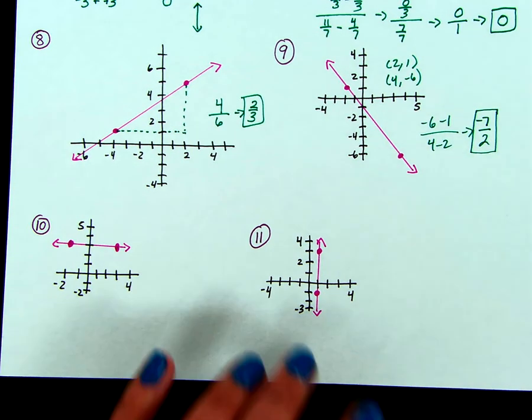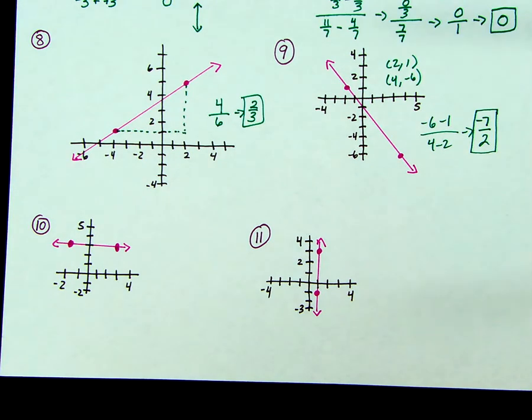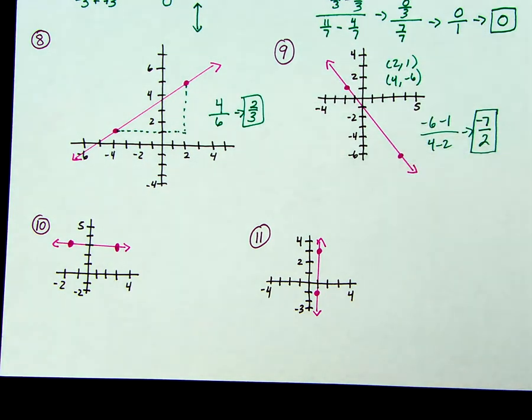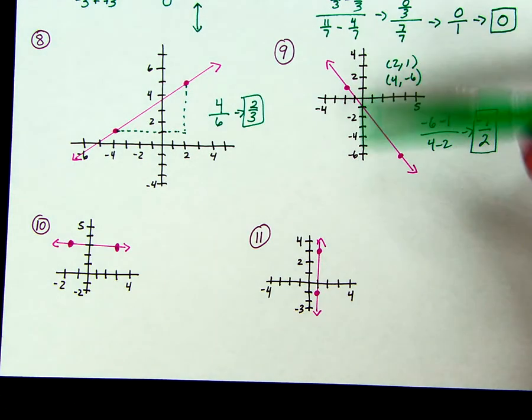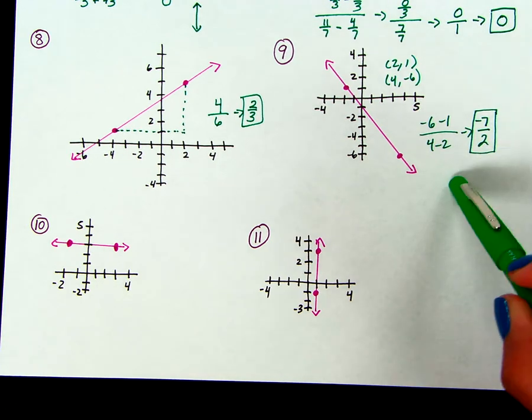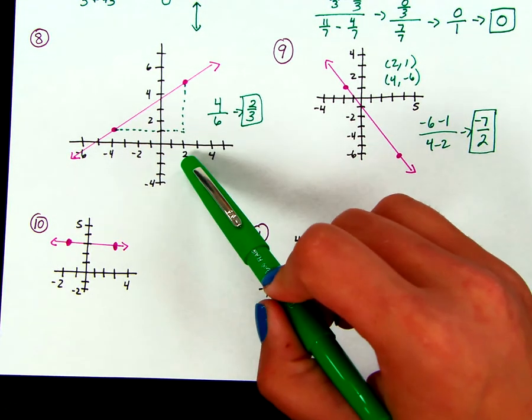Or again, you can count, but sometimes when you are having to deal with large graphs, counting can get a little tedious. Or if they're not counting by ones, that can also affect if you count. So this way will work every single time. This way is okay with smaller graphs.